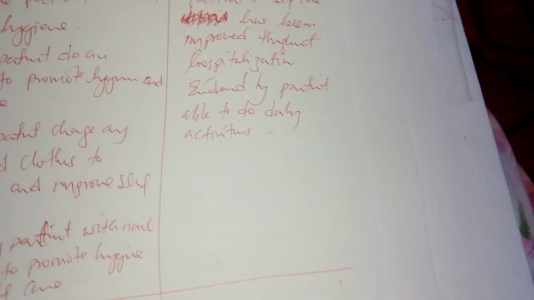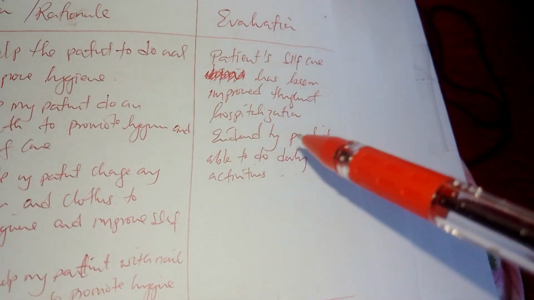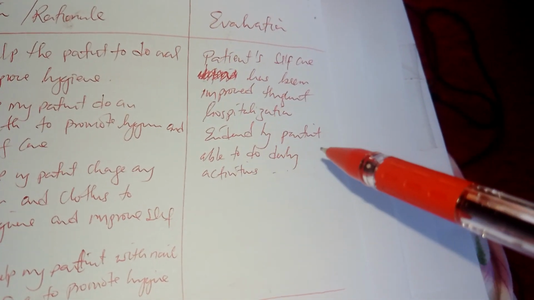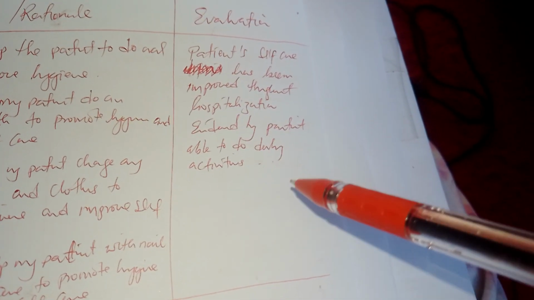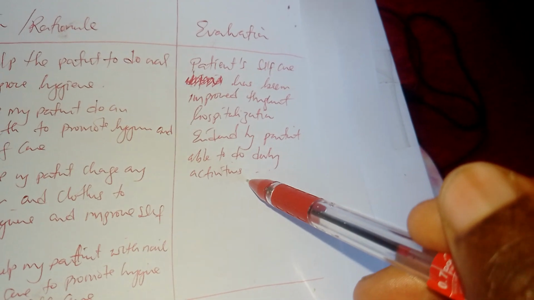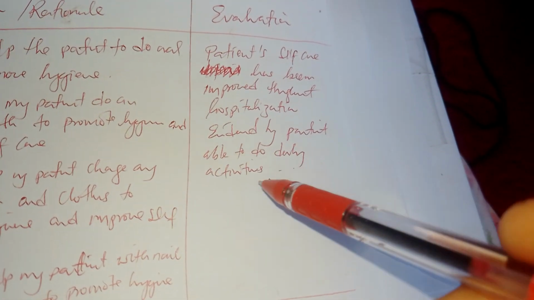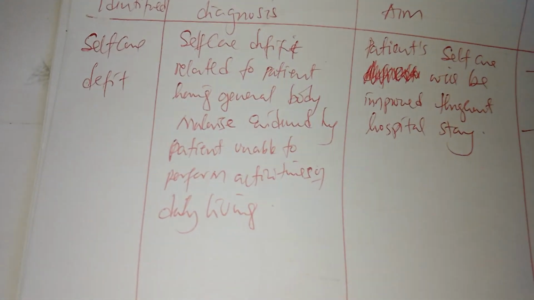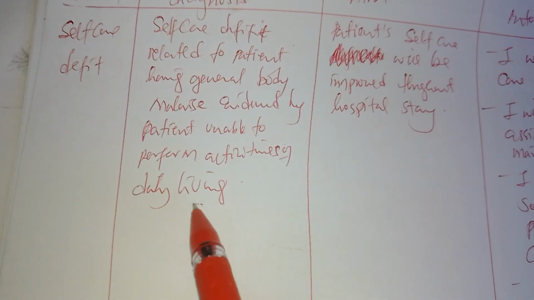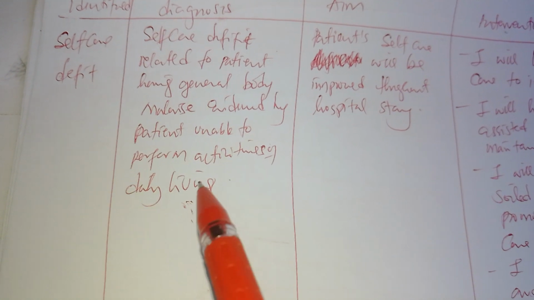Okay, then evaluation. Patient self-care has been improved throughout hospitalization, evidenced by patient able to do daily activities. Now, if the patient was in coma, the evidence here is not patient able to do daily activities. It will be patient looking kept. Okay, then the evidence here, if the patient was in coma, will be patient looking kept.